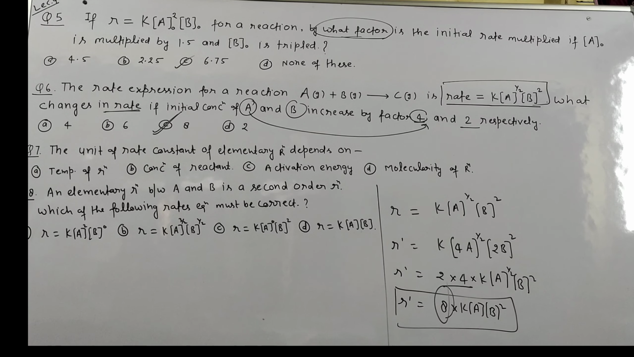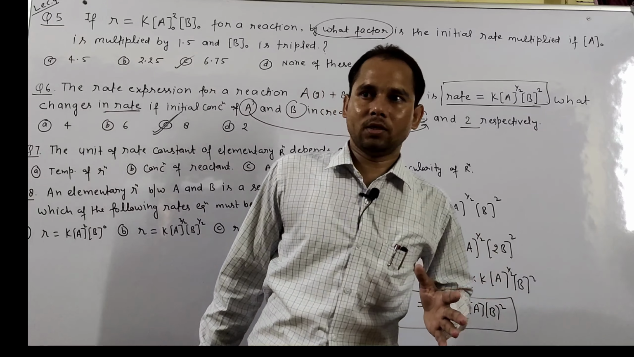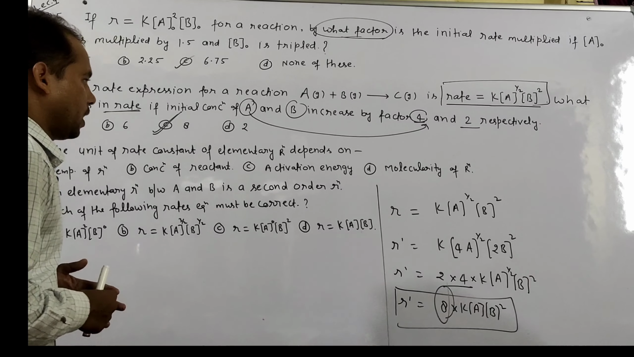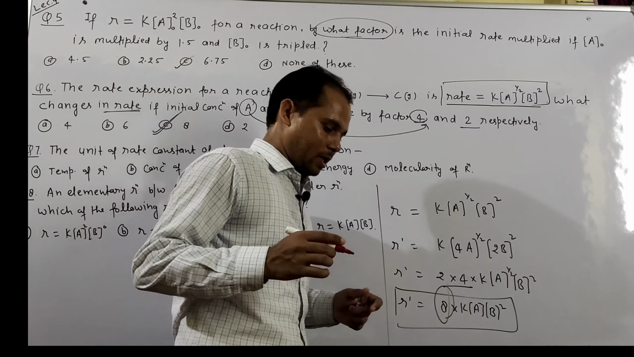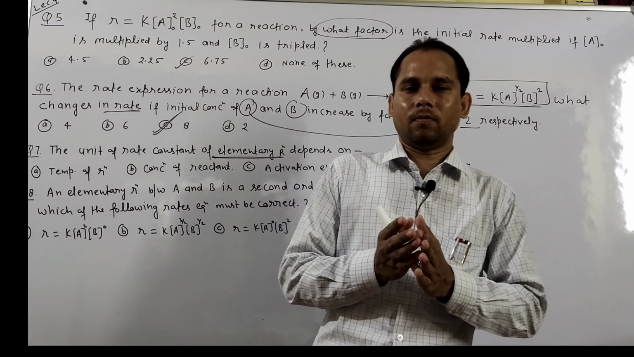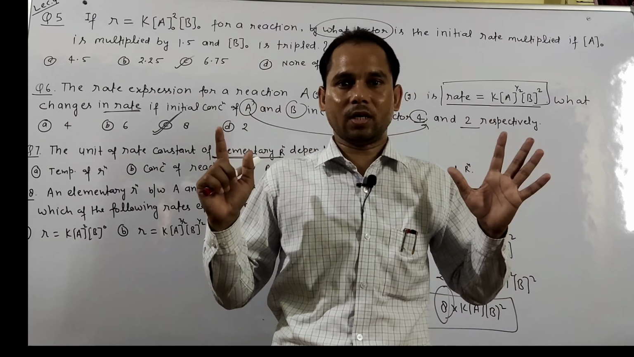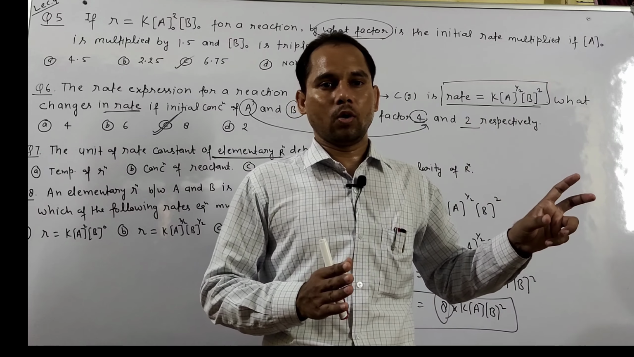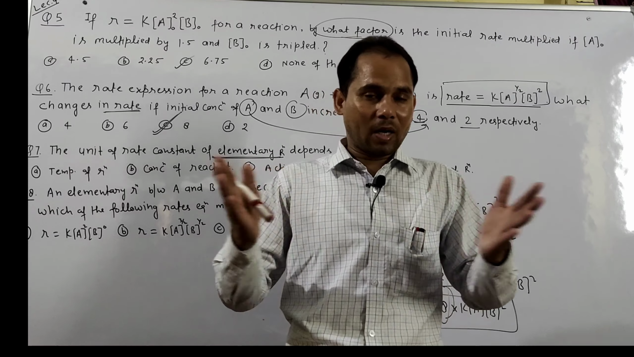Now the question number 7: the unit of rate constant of an elementary reaction depends on. In lecture number 2 I already explained that for elementary reactions, the order of reaction is equal to the molecularity of the reaction. But for other reactions the order of reaction is not equal to the molecularity, because order is not a theoretical concept, it is an experimental concept.